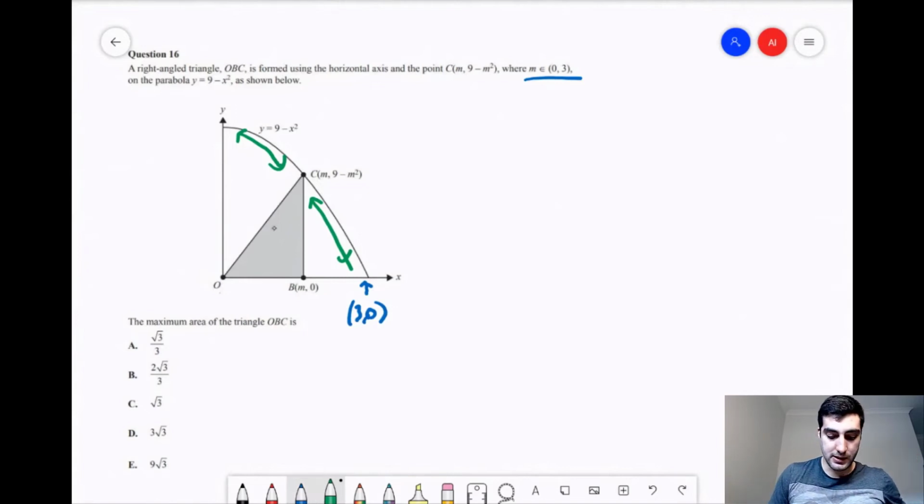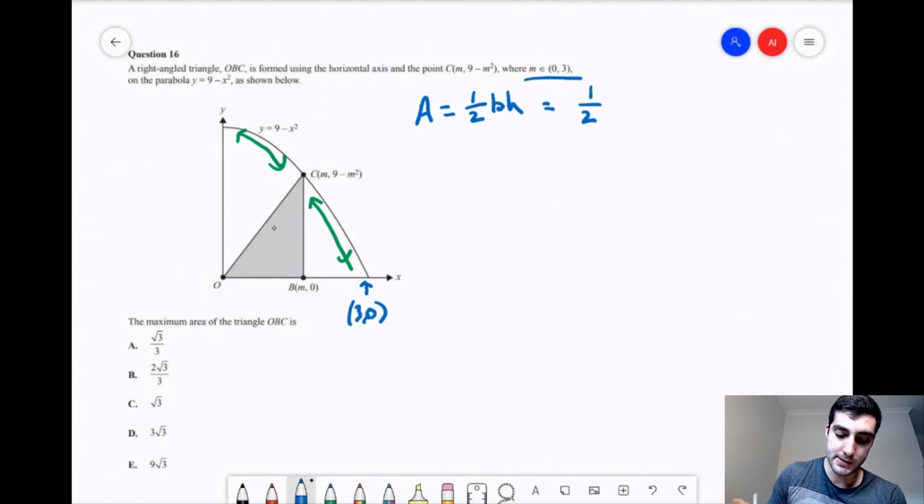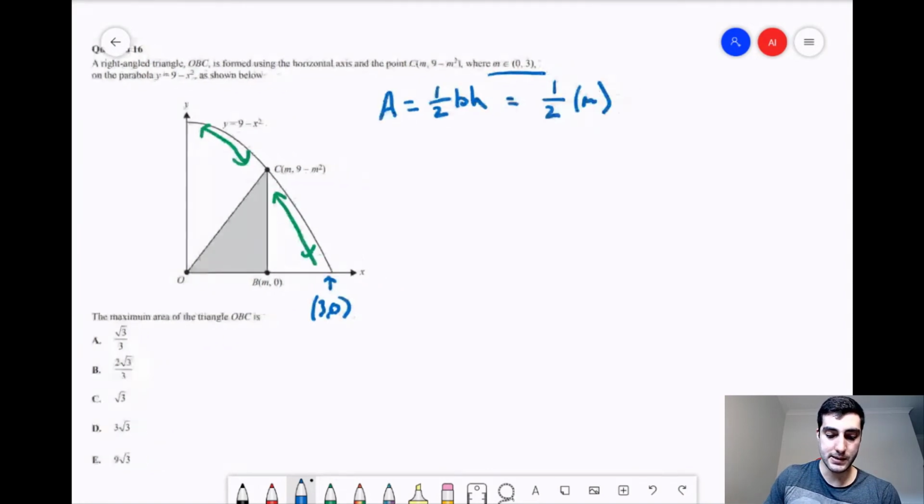Well, we'll start off with the area of a triangle, since that's the shape that we've been given. So we know the area of a triangle would be half base height, where the base is just from the origin to point B, which we know would be 0 up to m. So this has a base width of m, and the height is just the y value of the point C, which would be 9 minus m squared. So in general, this expression here gives us what the area of this triangle would be.